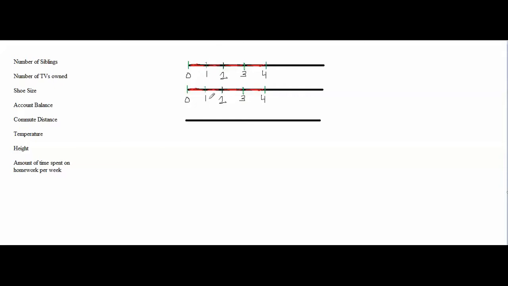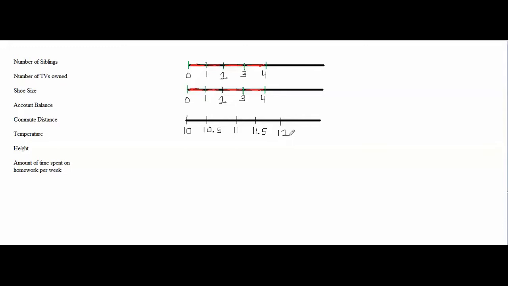Well, a person's shoe size might be 10. It could even be lower than 10, but let's just start at 10. It could be 10.5. It could be 11 or 11.5 or 12. So it can be either a whole number or a number with a 0.5 at the end.